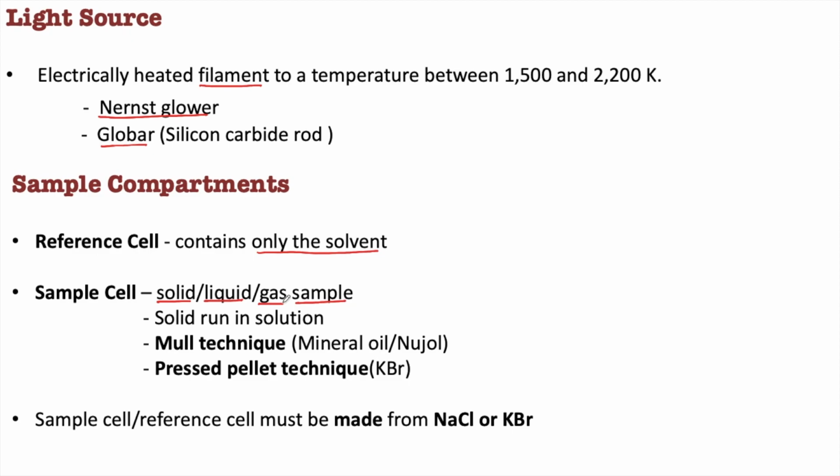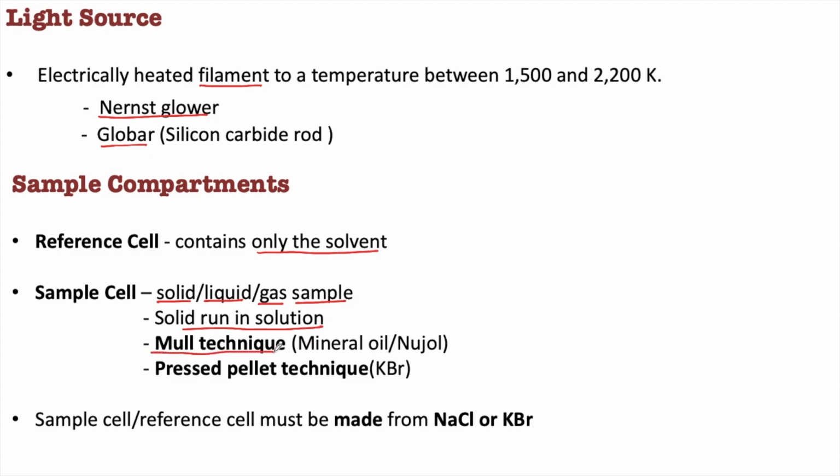So in case we have to use a solid sample, there are three ways by which we can change that solid form and then we can run the spectrum. The first one is solid run in solution. It means the solid is dissolved in a suitable organic solvent and the solution which is prepared is then used to find out what type of bonds and functional groups are present within the sample molecule.